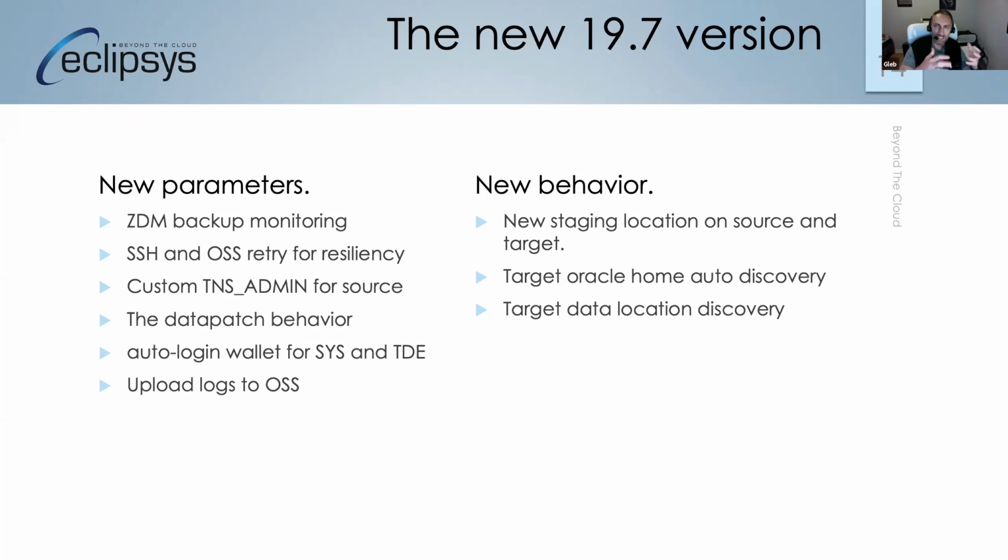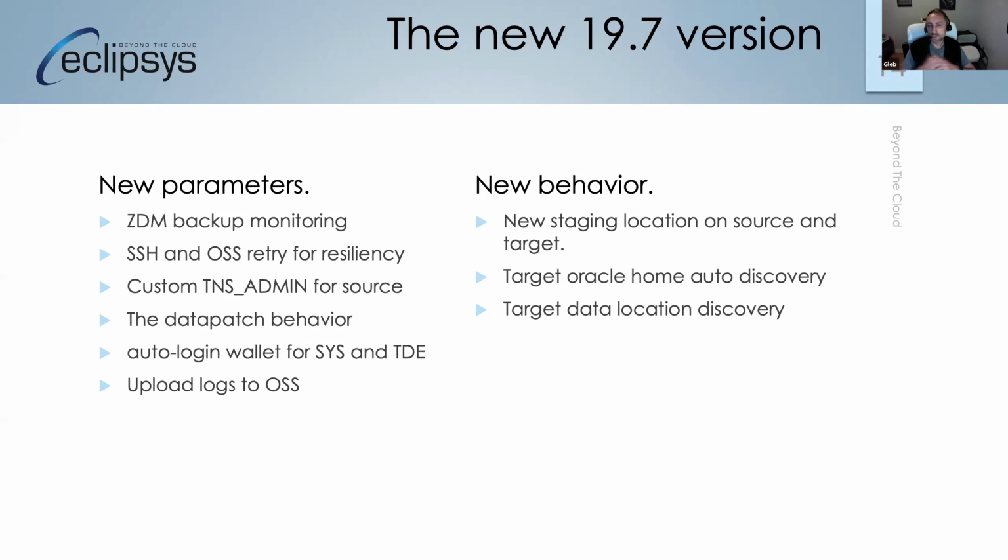In some cases, 19.2 was a little bit incomplete, with too many unfinished tasks. We had parameters in a response file which were not working and so on. But 19.7 is a much more durable and stable release. There are new parameters regarding backup monitoring, SSH, and access to object storage, with a retry option for resiliency. It can retry several times if the connection is unstable. You can specify TNS admin for the source database and data patch behavior, how and how long it should be executed after migration. You can now use auto login wallet for SYS and TDE for the command line. You can specify it on the ZDM box or on the source and target box as well. And you can upload all the logs from ZDM execution to Oracle Object Storage. That is quite useful if you want to analyze them later.